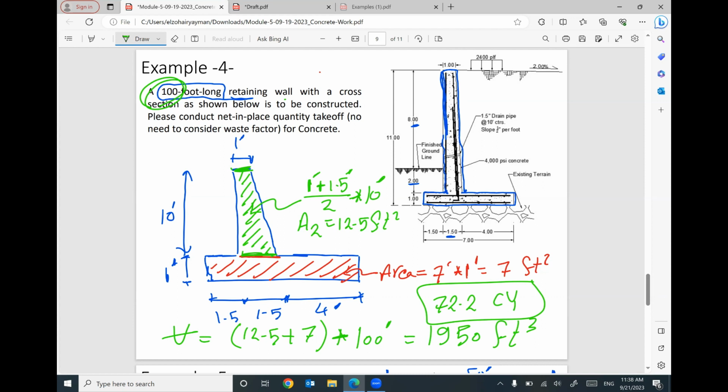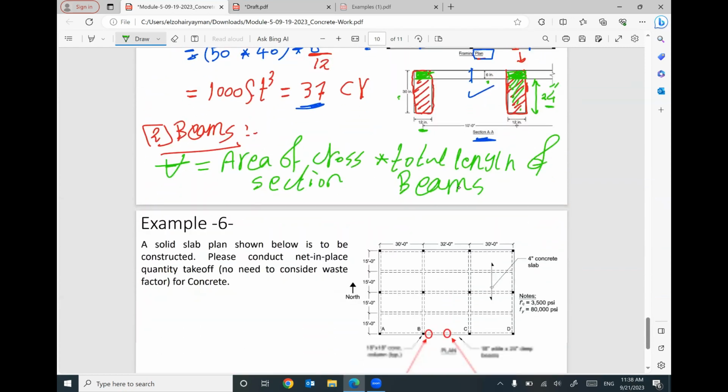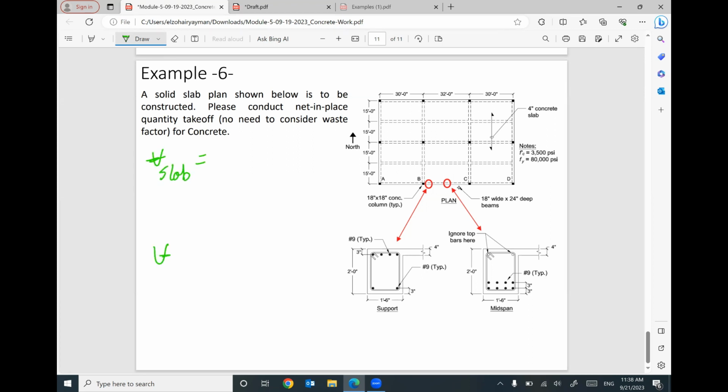Does that make sense? Any question so far? We have one more example here for the slab. We can do it if you want. We are given a solid slab. So we need to figure out the volume of the slab itself and the volume for the beams.